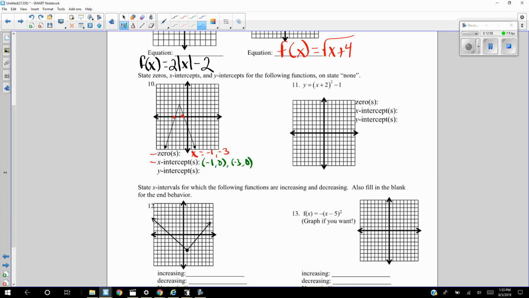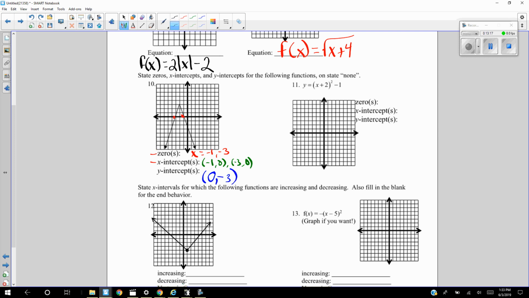Does this one cross the y-intercept? It's kind of hard to tell where it crosses exactly. I don't have anything that's this tough to tell just visually on the test, but I believe the y-intercept is at 0, -3.